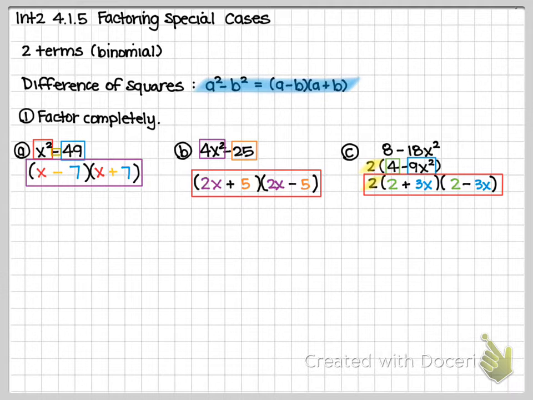Okay, so I could square root. Square rooting the 4 gave me 2's. Those went in first. I could square root the 9x squared. That gave me a 3x. Those went in second. One of them is going to be a plus, one's going to be a minus. And then don't forget to bring that GCF with you.